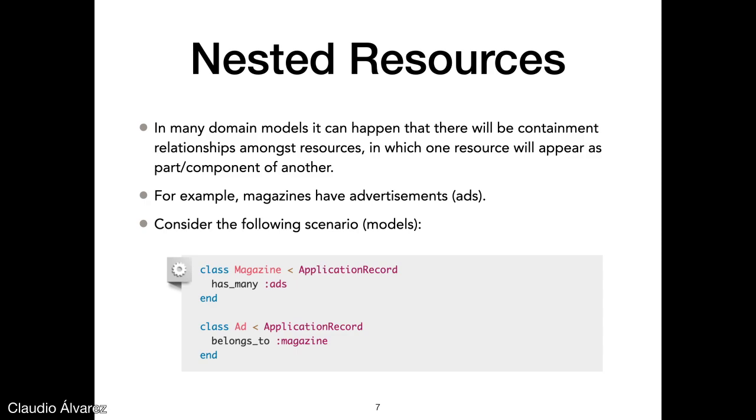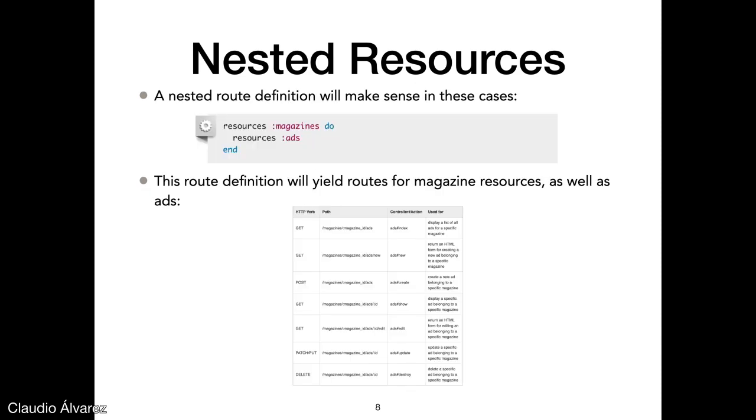If you want to see the ads, there's a possibility you go to the ads index and you'll see all possible ads from all magazines. But what if you want to see the ads of a specific magazine? Then the way to accomplish that is through nested routing, as shown here. You first define the containing resource, in this case magazines, and within a do end block, you'll see in the example above that the ad resources are nested.